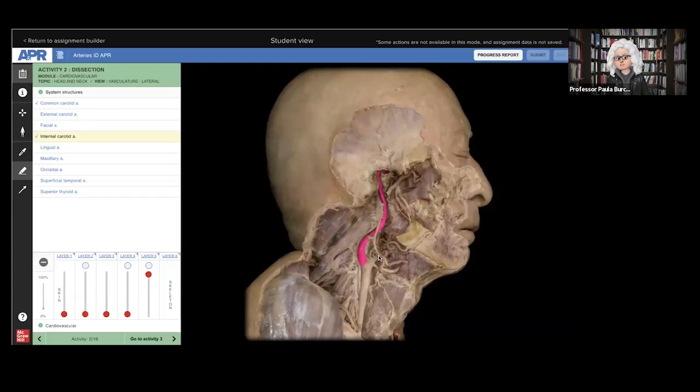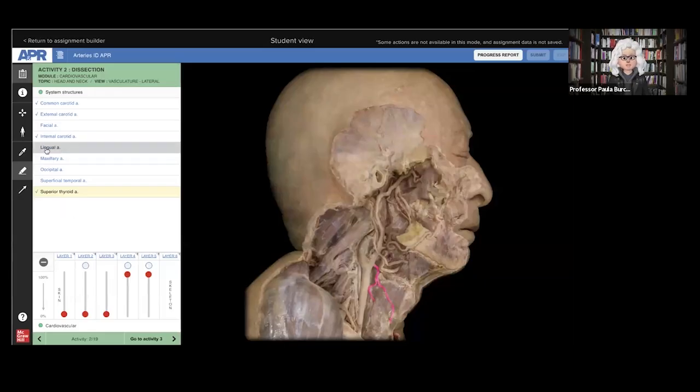Here, we're going to look at the other branch coming off here, and that is going to be the external carotid artery. And it's going to be feeding, as I mentioned before, the superficial tissues of the head region. We're going to start with the inferior-most part and build our way up, looking at branches that are coming off of the external carotid. First, we're going to start with the superior thyroid, and this is your thyroid gland right here. This is one of the lobes.